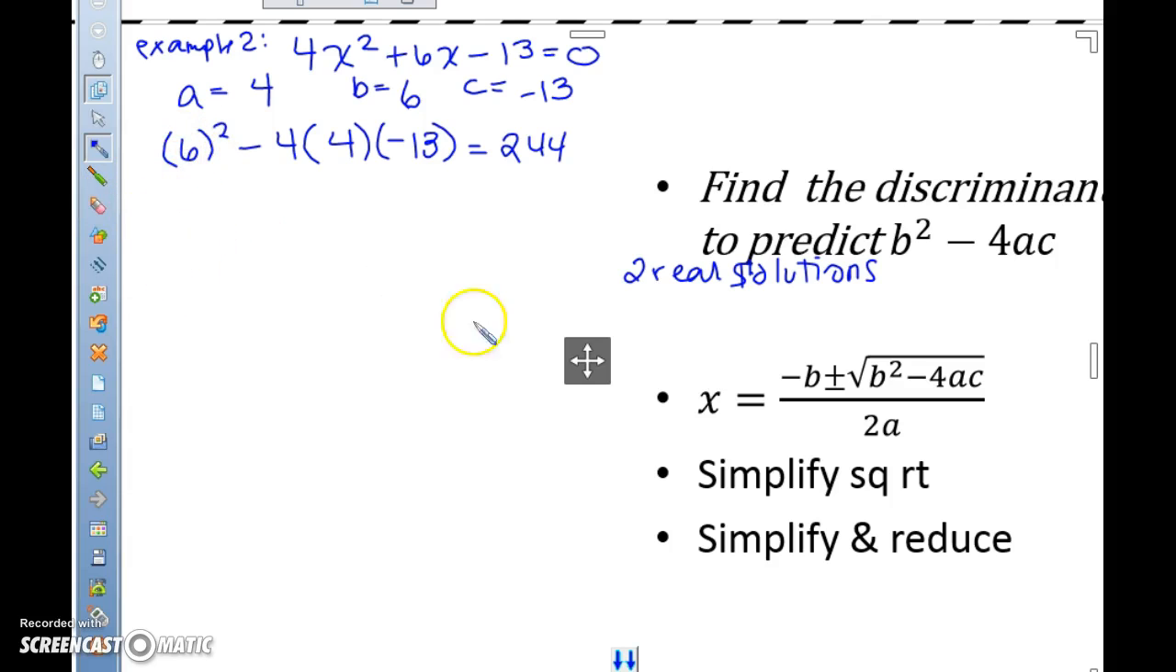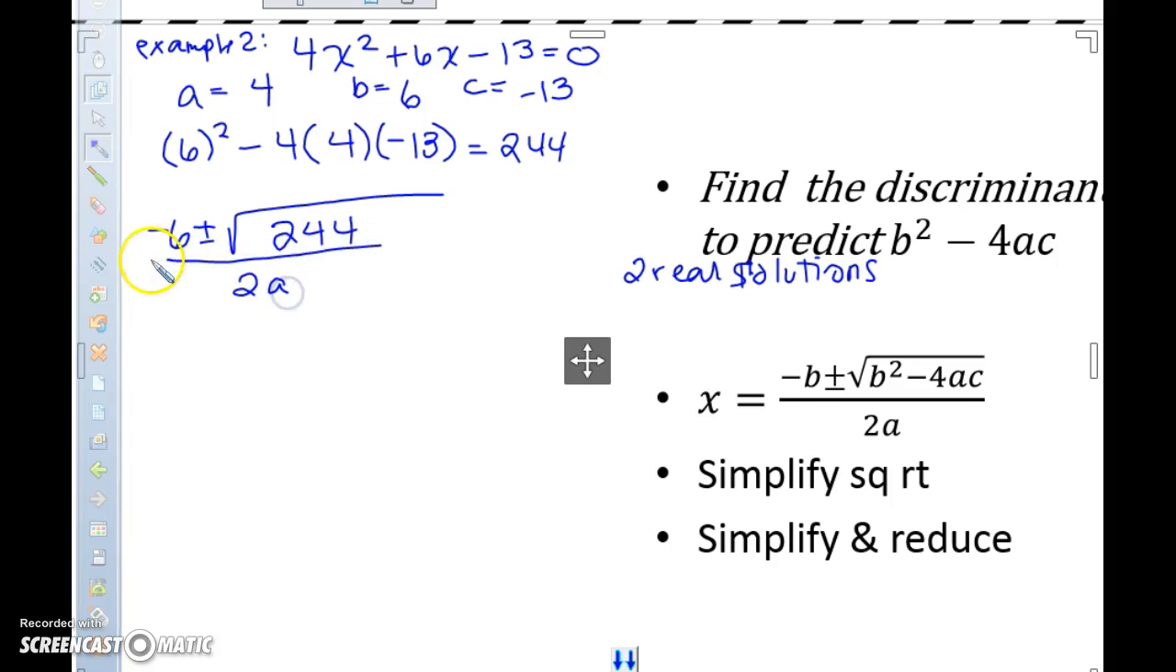All right, quadratic formula. X equals the opposite of B plus or minus square root B squared minus 4AC, which we just did, all over 2A. We're going to simplify the square root. 244. We need 2 numbers that multiply to 244. It's even. I know it'll be divisible by 2 at least.